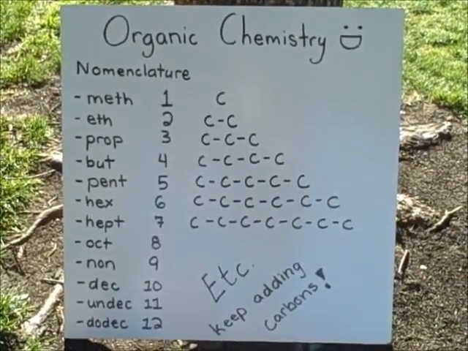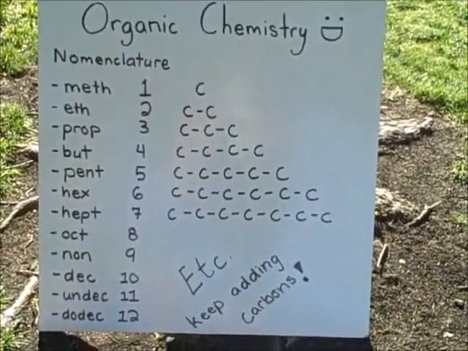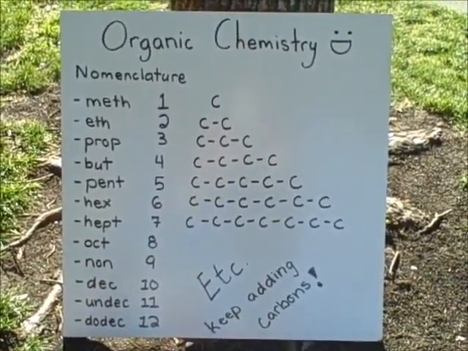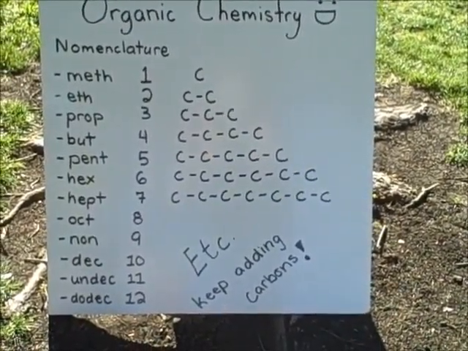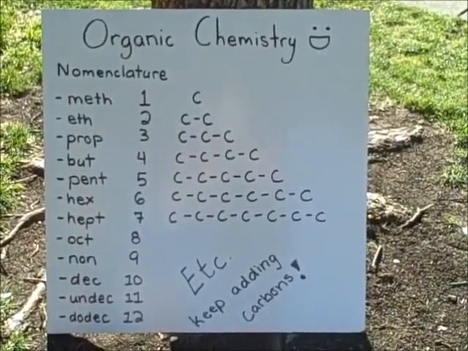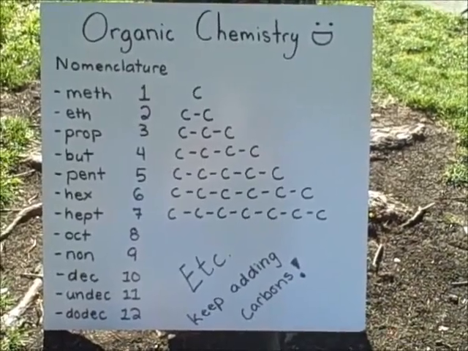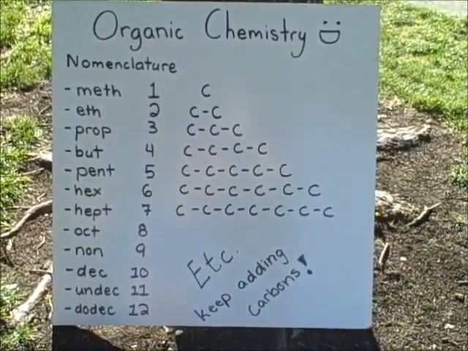Hi organic chemistry students. This is a nomenclature for organic chemistry molecules. Nomenclature is the root of your organic chemistry molecule's name, and it's based off how many carbons are in your carbon chain. So this looks really intimidating, but it's really not. It's awfully easy to remember each one of them, and we will show you some easy ways how to.